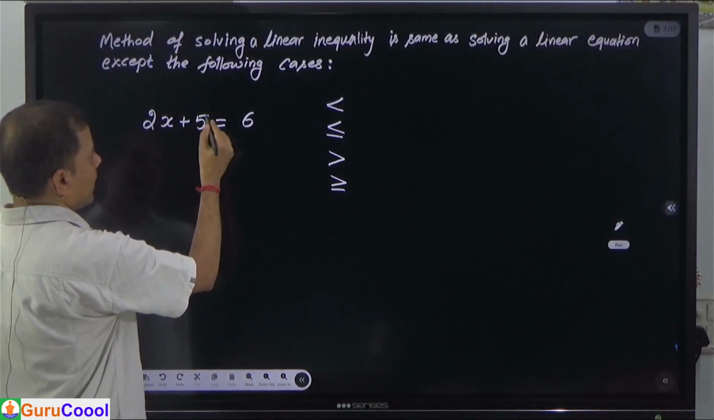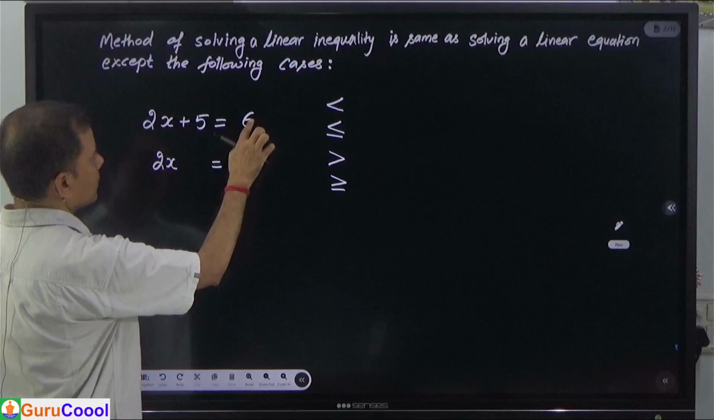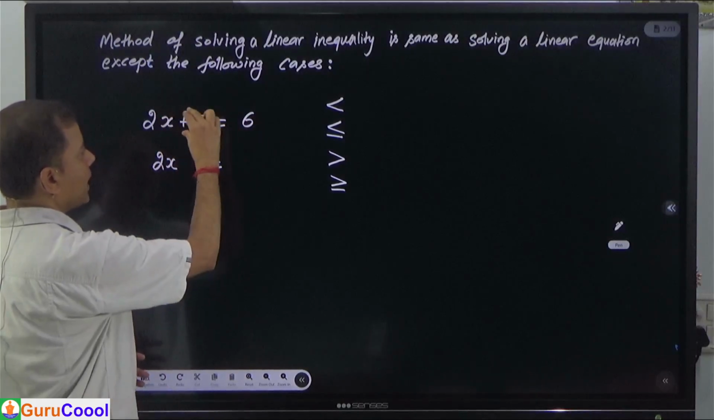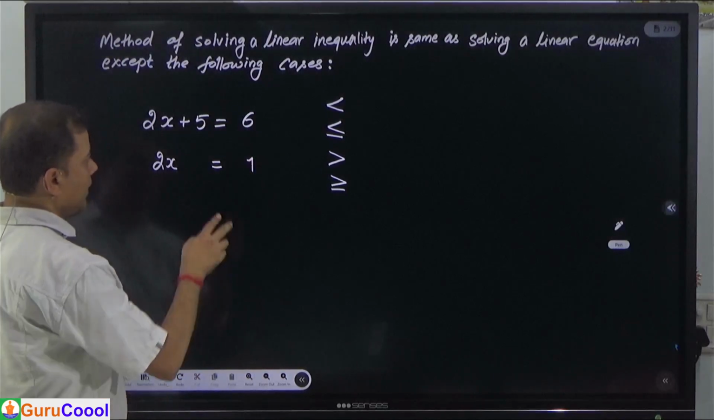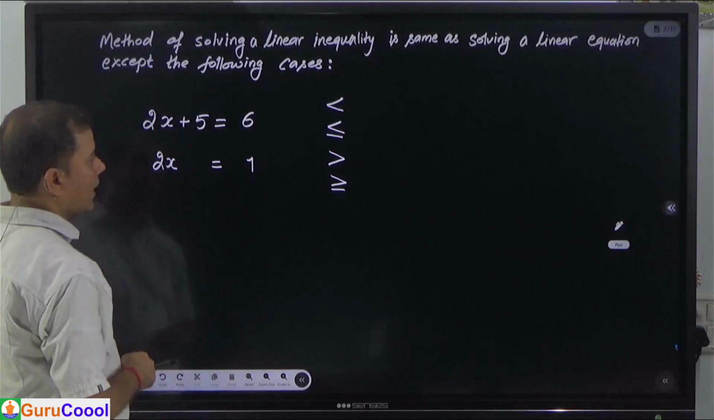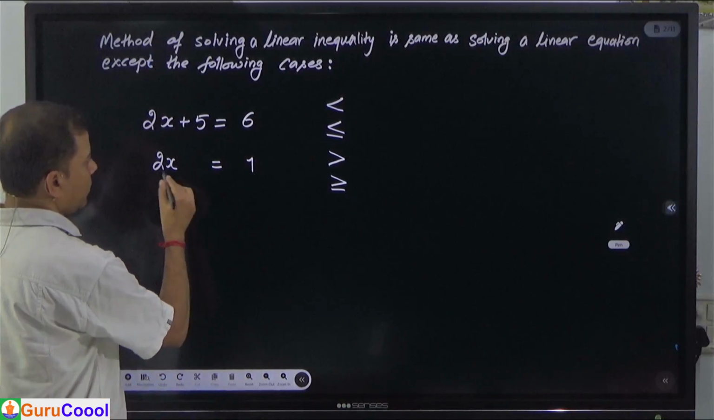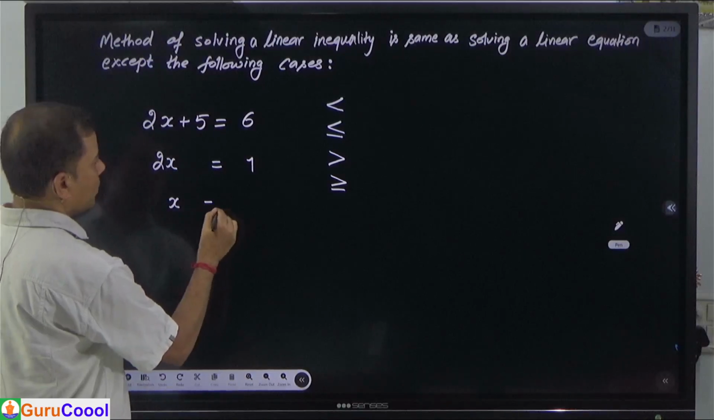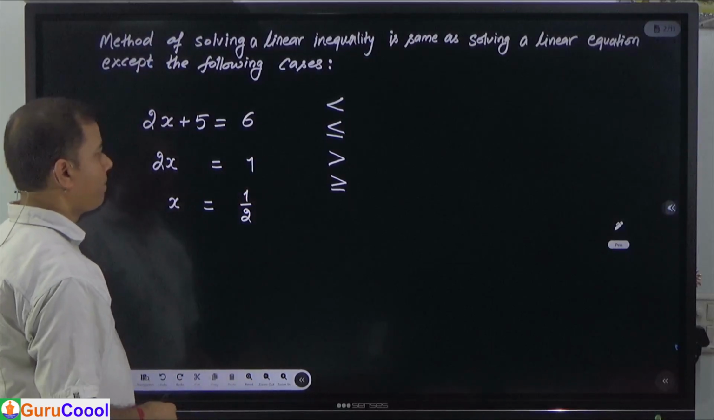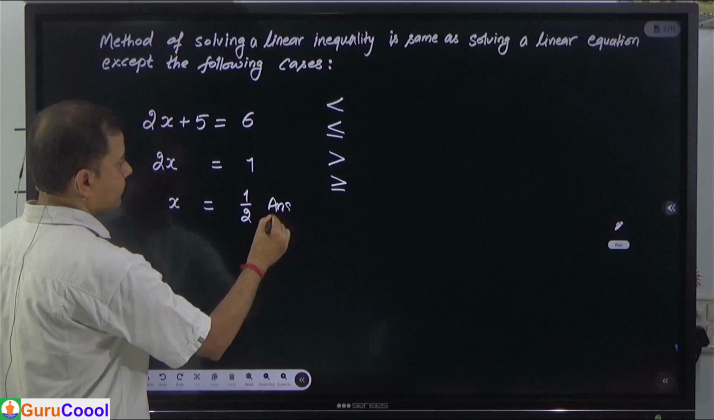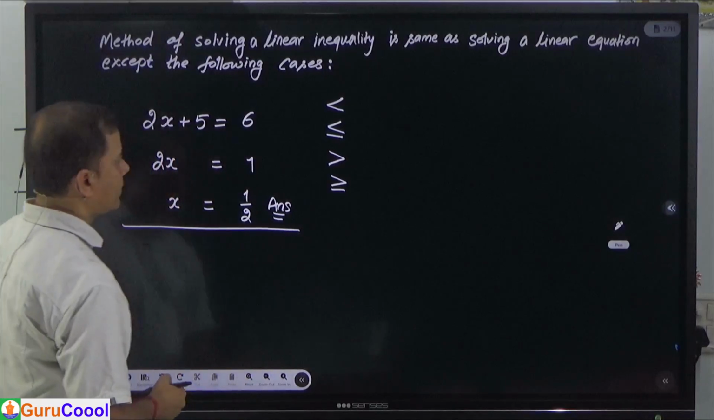You transpose 5 to the other side and then you have 2x equals 6 minus 5. That means you subtract 5 from both sides. So 6 minus 5 is 1. And then you divide both sides by the number 2 to undo this multiplication. If you divide by 2, you have x equals 1 over 2, or 1 by 2, and that's the answer. Exactly in the same manner we handle inequalities.